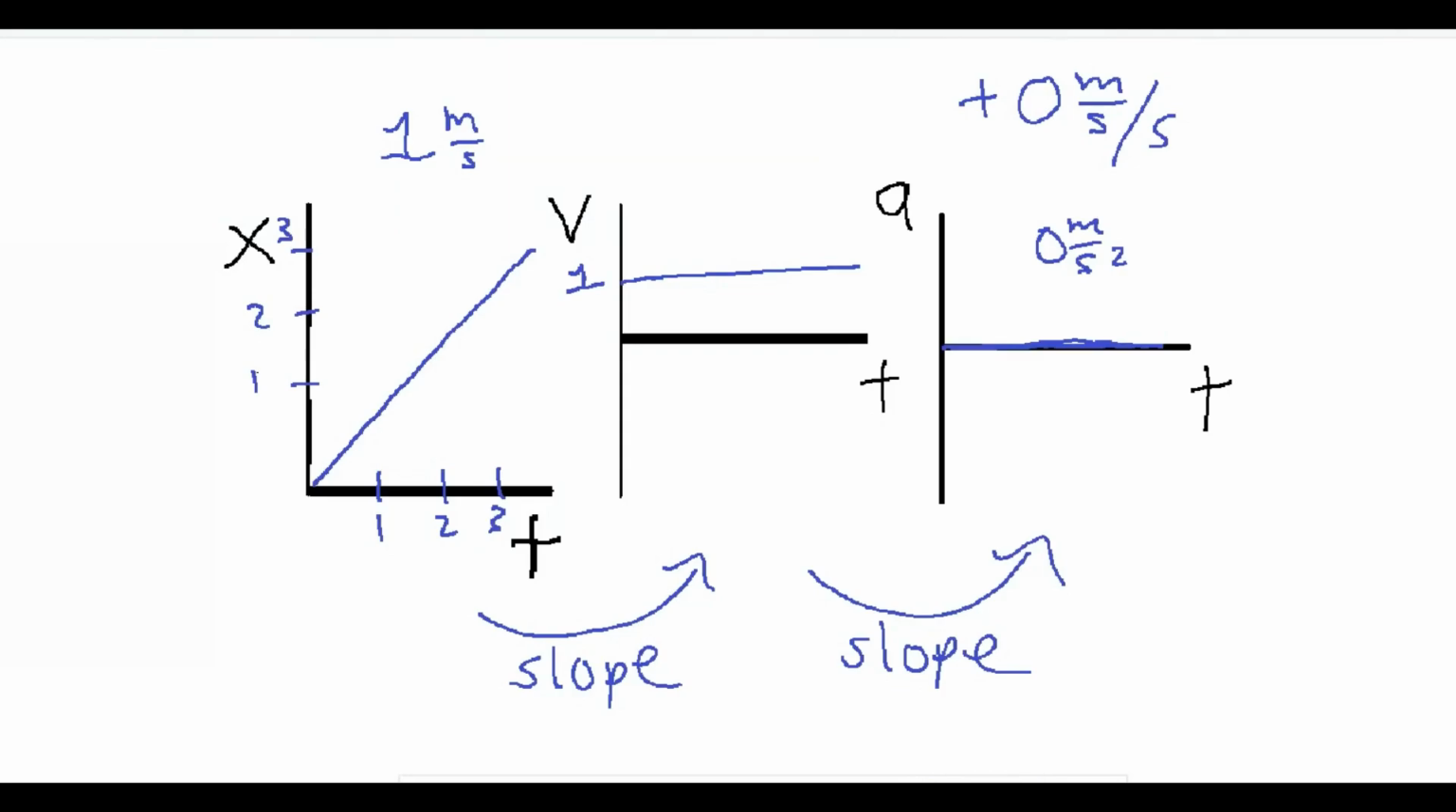That also means that if you have any straight line on your position versus time graph, whether it's slanted positive, negative, or completely flat, that would mean your acceleration is 0 because those are all constant velocity curves.